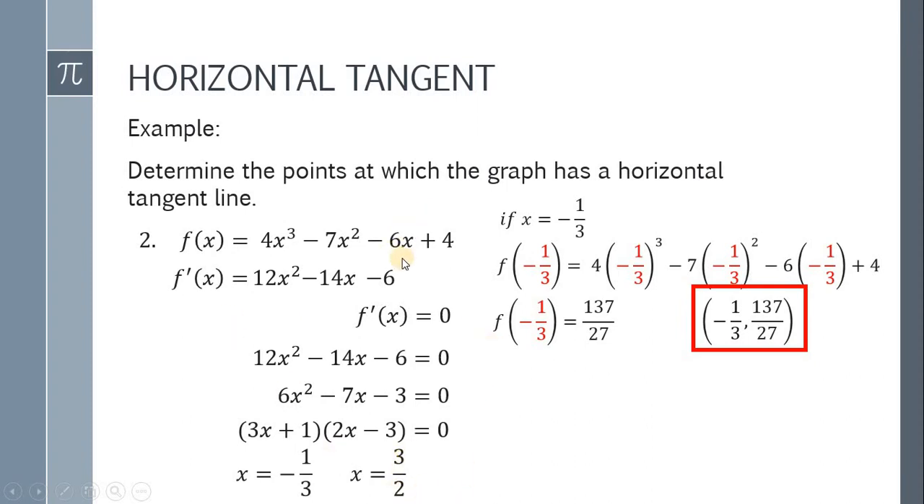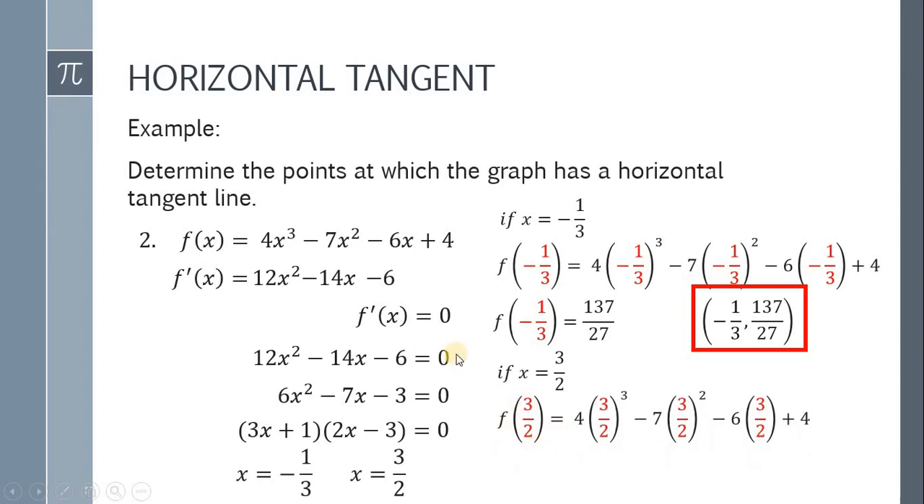Next, para mahanap yung pangalawang point, let x be equal to 3/2. So, ipapalit natin dun sa ating original function. So, we have, if x is equal to 3/2, so we have f of 3/2 is equivalent to 4 times, yung x ay magiging 3/2 raised to 3, minus 7 times 3/2 raised to 2, minus 6 multiplied by 3/2, then plus 4. Now, simplify, we get f of 3/2 is equivalent to negative 29/4. Therefore, yung ating pangalawang point must be 3/2, negative 29/4, and we're done.